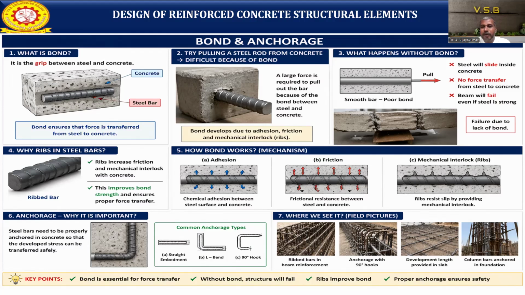Okay, so what is the final conclusion for bond and anchorages? The bond is very, very essential for the force transfer from the steel to the concrete. Without bond, the structure will fail. The bond is very important because two materials are going to work together. That's why we say composite materials, steel as well as concrete. So we cannot use a smooth bar. We need to use a rib bar, which will give more improvement in bond. Proper anchorage will ensure the safety of the structure. That is what we are discussing here, the bond as well as the anchorage.